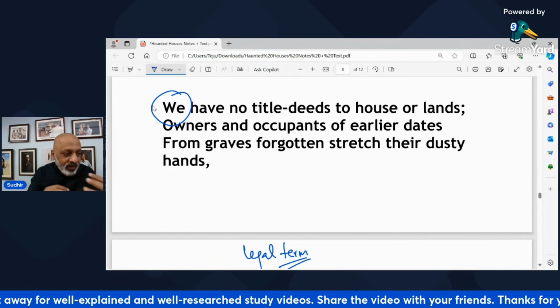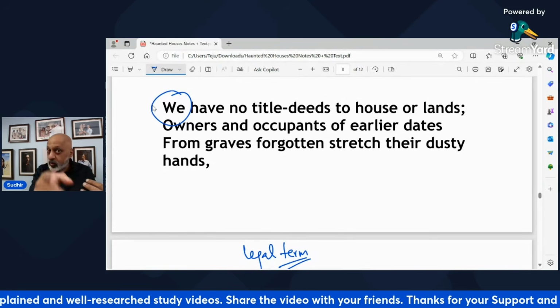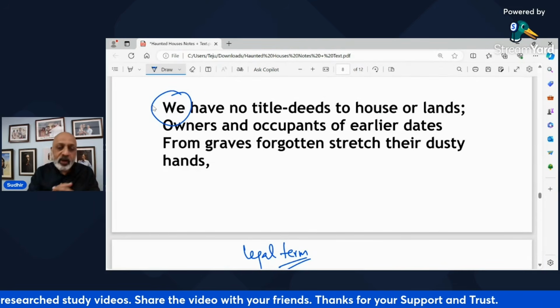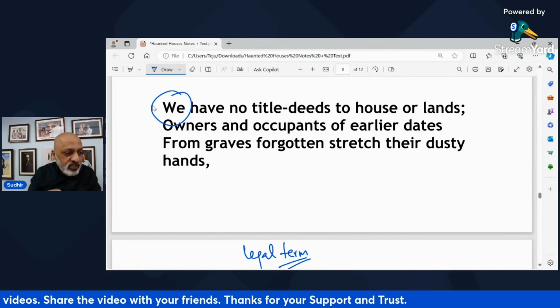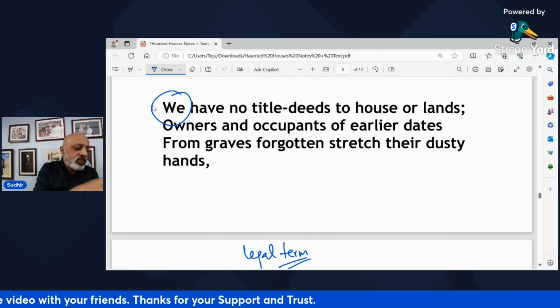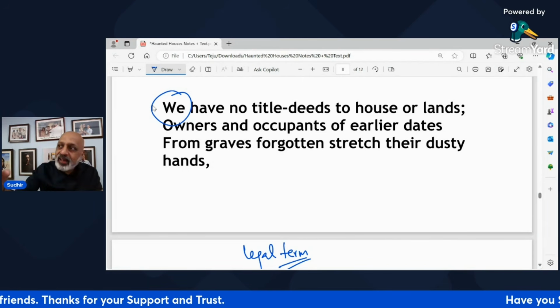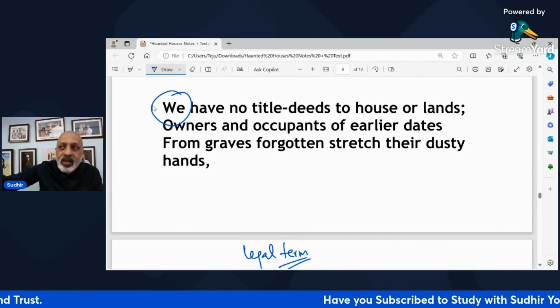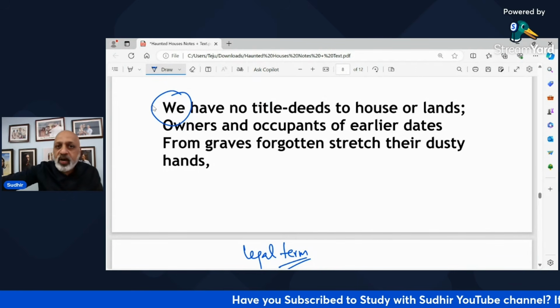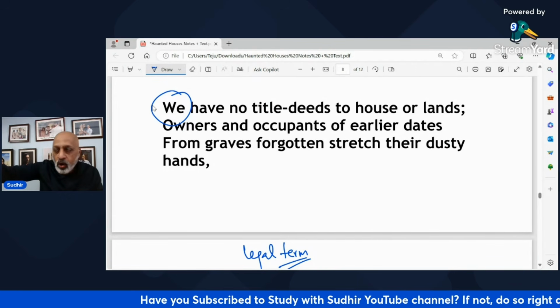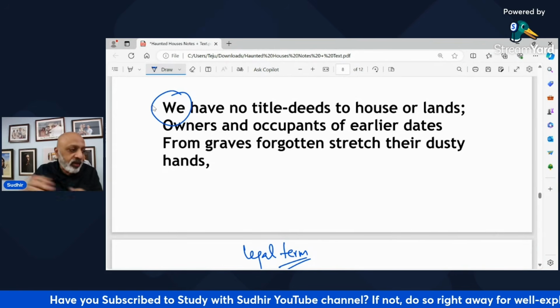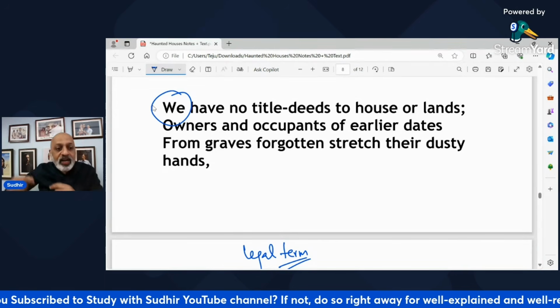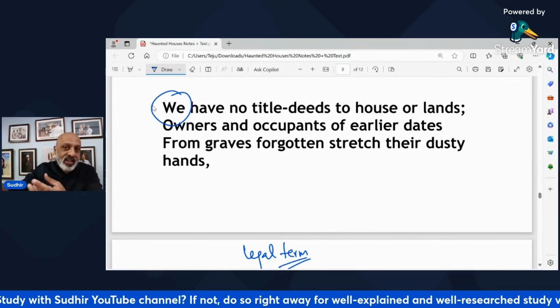Graves forgotten. What does it mean? It conveys a very powerful imagery, which is why I showed you the graves in that photograph, the second photograph. It imagines the ghosts are buried in graves which are forgotten. You have buried them and then you are no longer taking care. You're not going there. You're not placing flowers and praying at the grave of so and so. So they are forgotten graves. So they kind of reach out with their dusty hands.